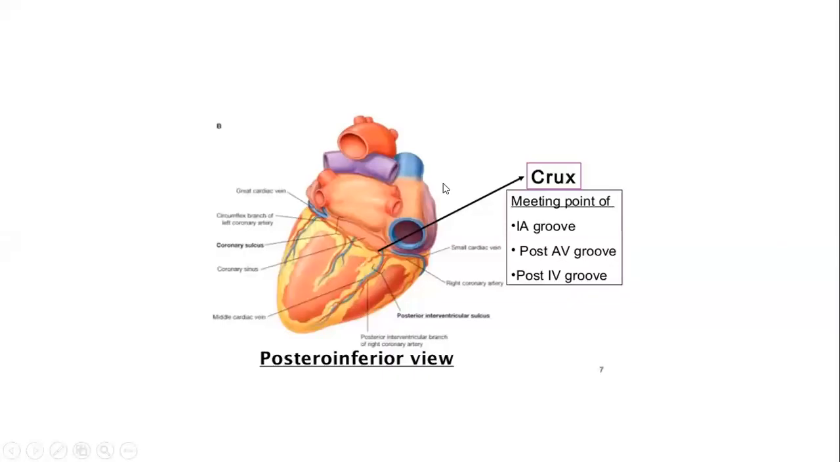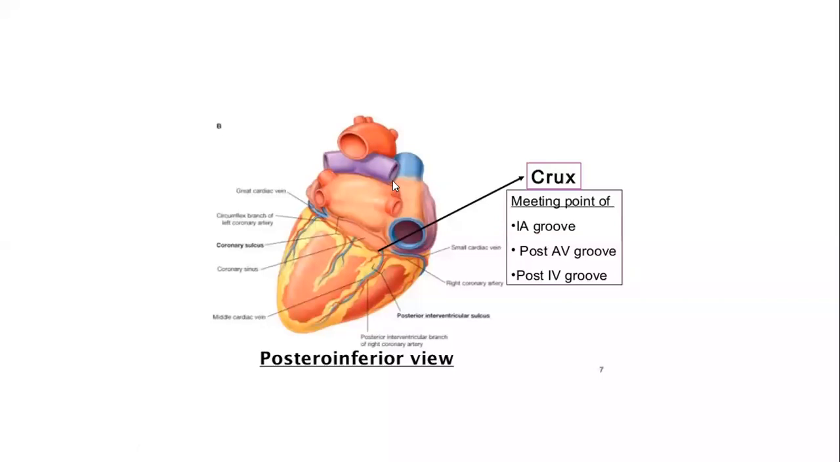So in the course of the right coronary artery, an area is mentioned, which is the meeting point at the posteroinferior aspect of the heart. A meeting point of what? A meeting point of interatrial groove, the posterior atrioventricular groove, and the posterior interventricular groove.